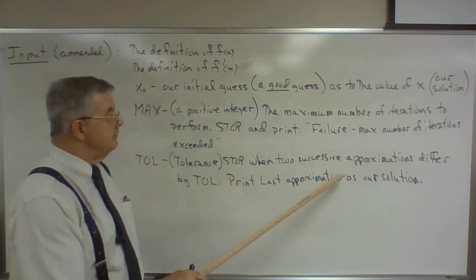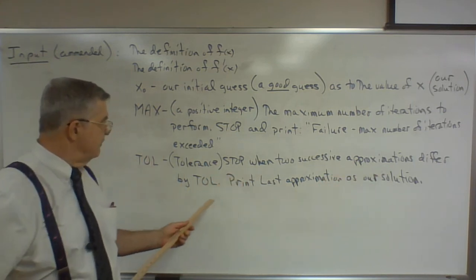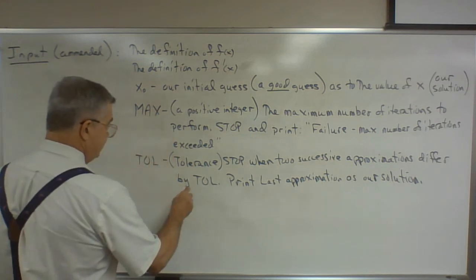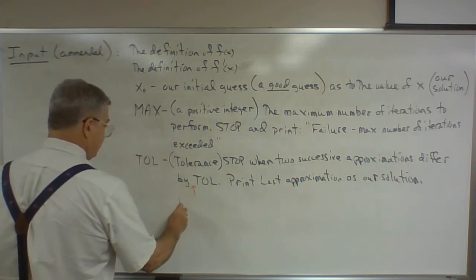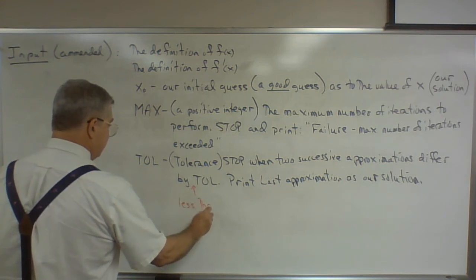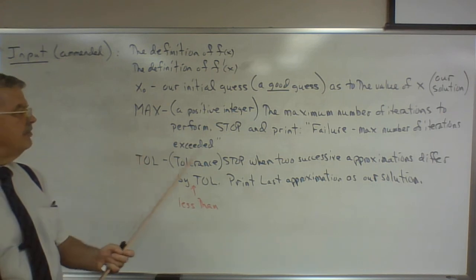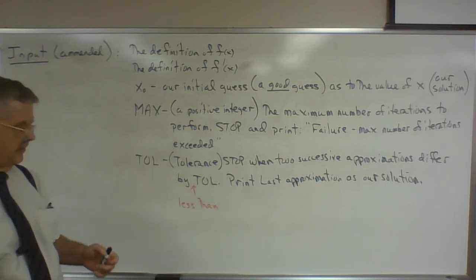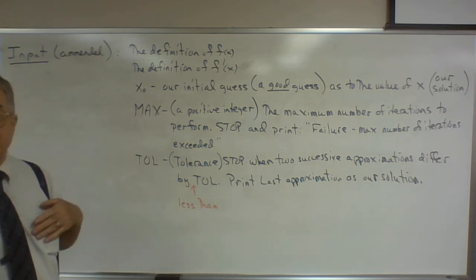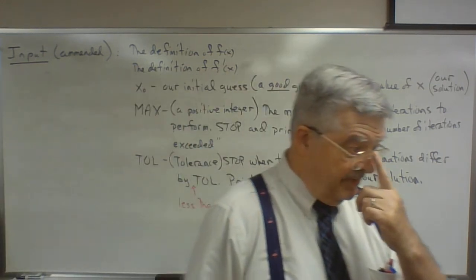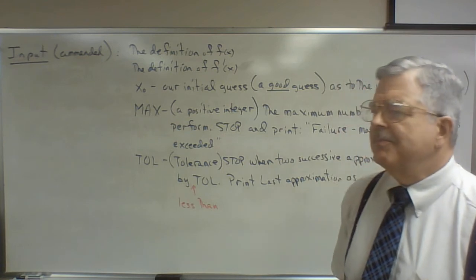Stop when two successive approximations differ by less than tolerance, and print the last approximation as our solution. So those should have been part of our input. Please forgive me for overlooking those.